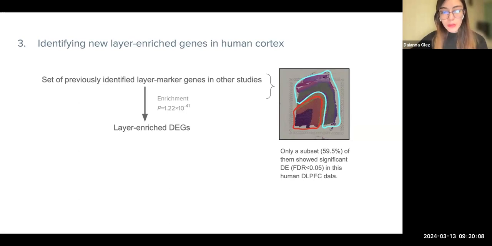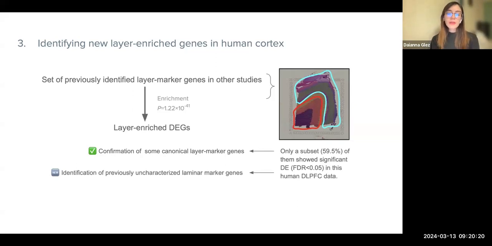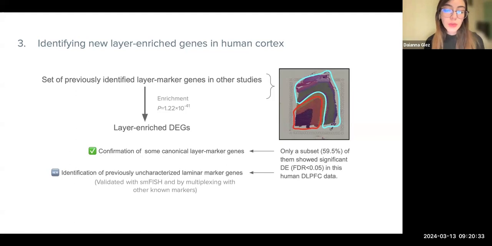So this implies two things. The first is that they were able to confirm some of these canonical biomarker genes that were already known. And the second is that they identified previously uncharacterized laminar marker genes with potential implications to define the layers in the human brain. They also validated these new marker genes with SNPH and by multiplexing with other known marker genes.